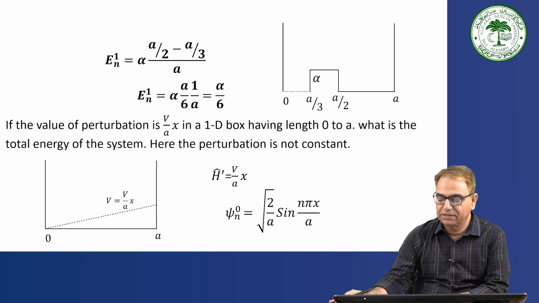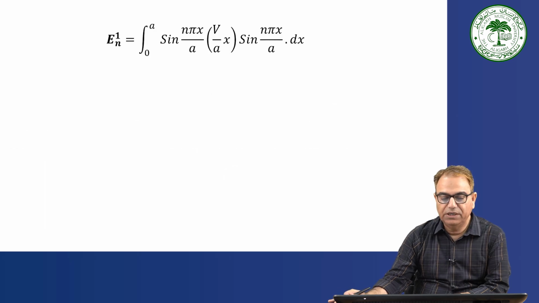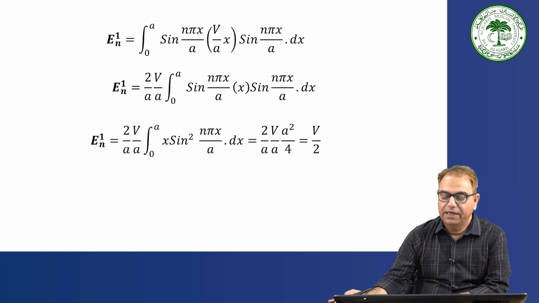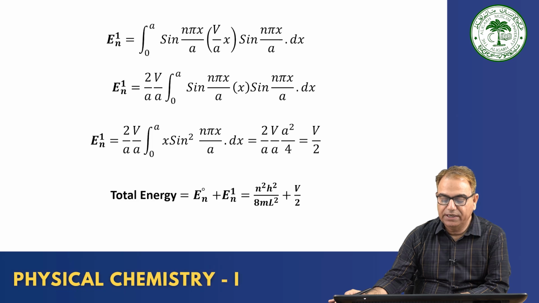Psi n naught, again the same thing. So your En1 will be Vx divided by A, and again you will have to find the integral of x sin square n pi x divided by A. The integral of x sin square n pi x divided by A dx you have already done, it is A square by 4, and this comes out to be V by 2. So the total energy of such a system is En naught plus En1, which is this one.